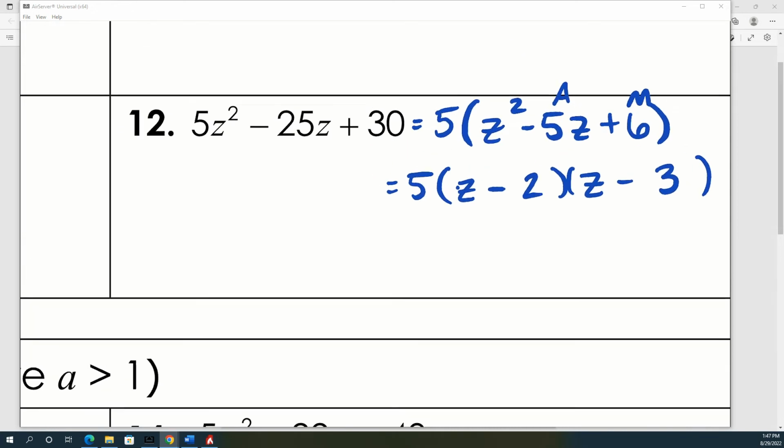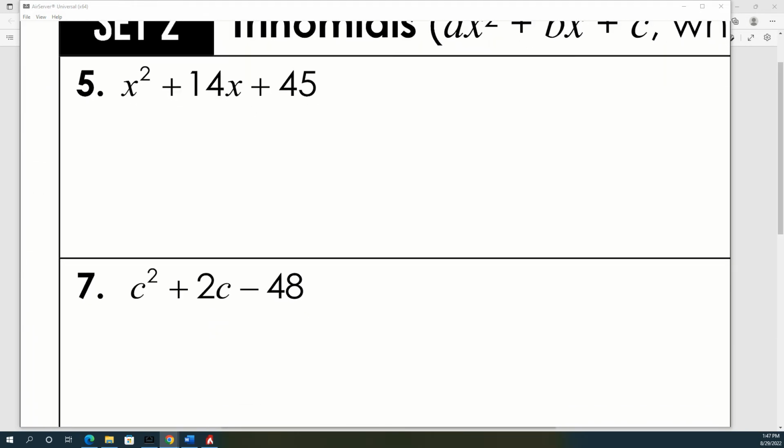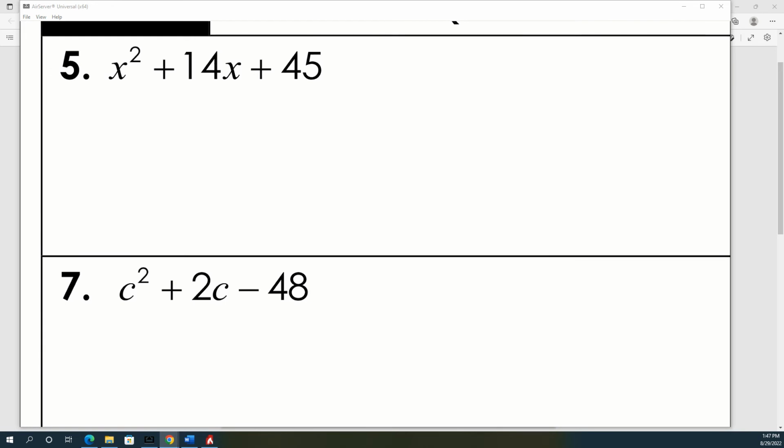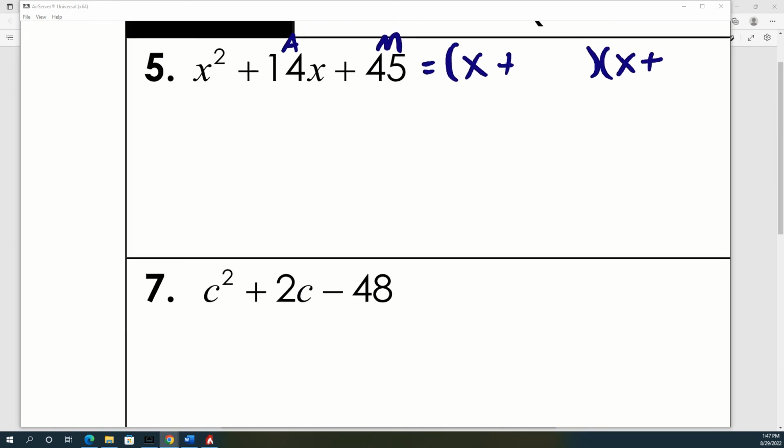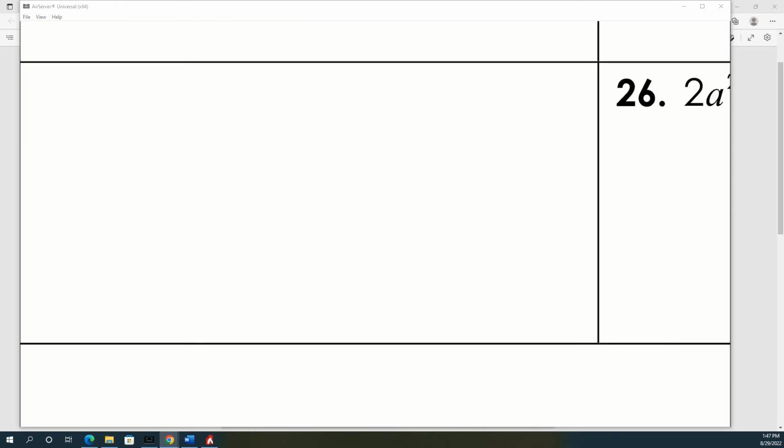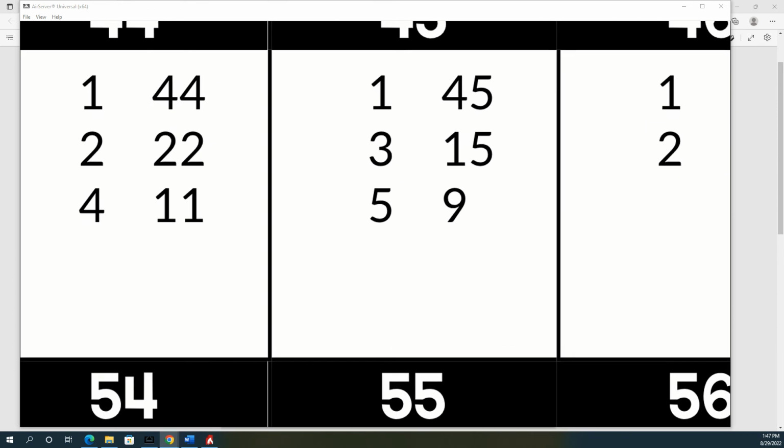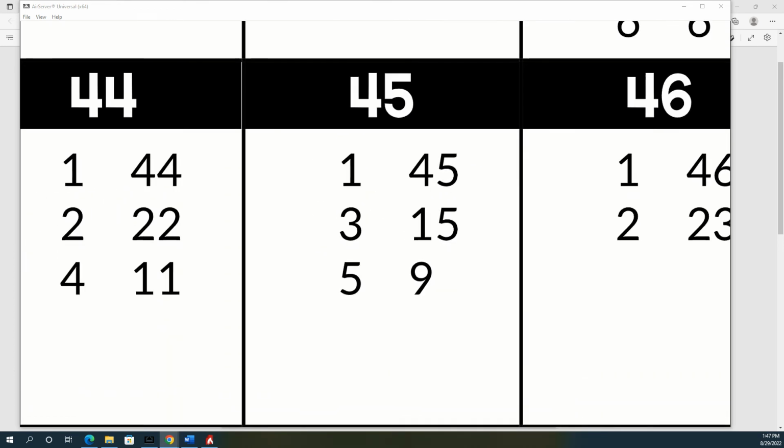Now, we're still going to have problems like before where there's not a common factor, so let's do number 5 together. To get x squared, I know it's x and x. I want to multiply to get 45 and add to get 14. Because these are pluses, I know these are going to also be addition. Let's check out what multiplies to get 45. The only pair of those that add to give us 14 is going to be 5 and 9.